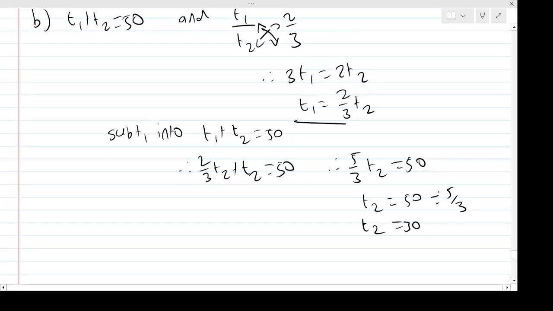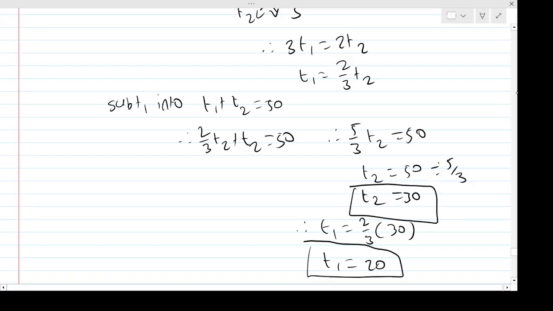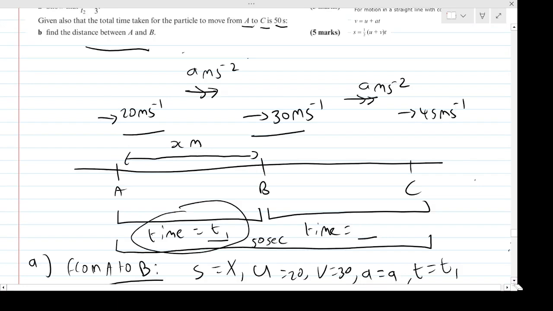Then I can say that if T2 is 30, using this equation here, T1 is going to be 2/3 of T2, so 2/3 of 30, which means that T1 is going to be 20, right? 20. So there we are, I can fill that in. If I look at my diagram, T1 is 20 and T2 is 30. So T2 is 30 here, T1 is 20 here.